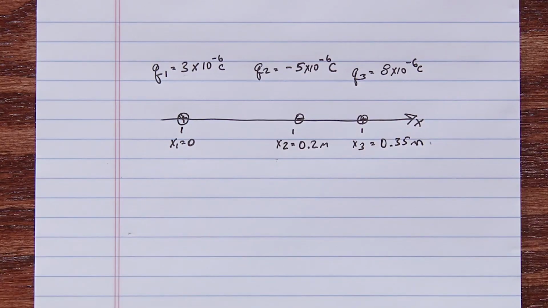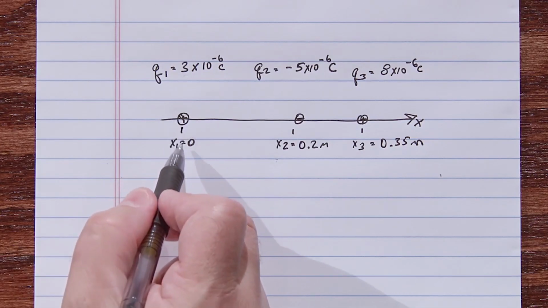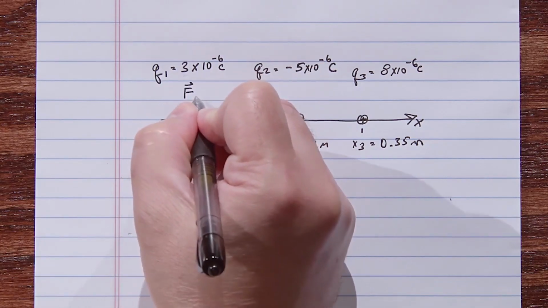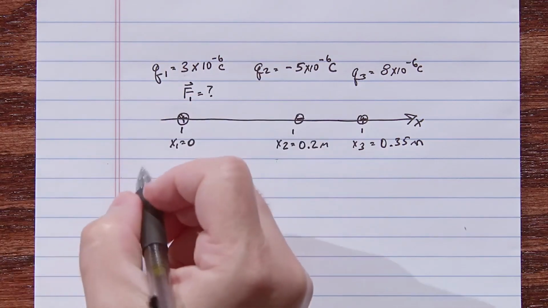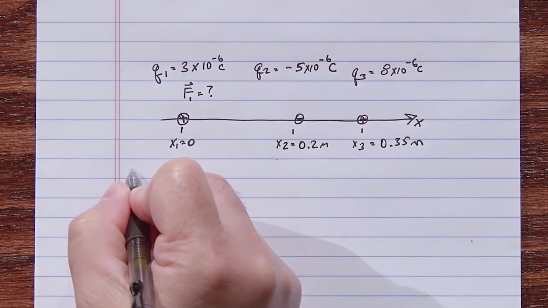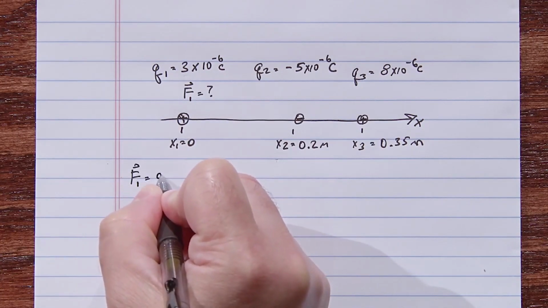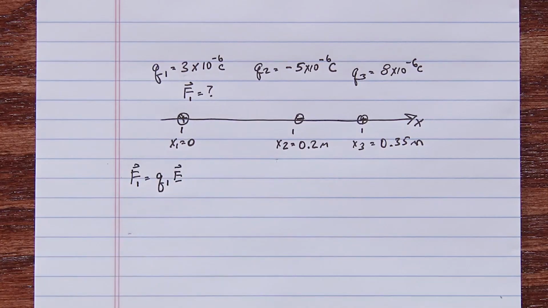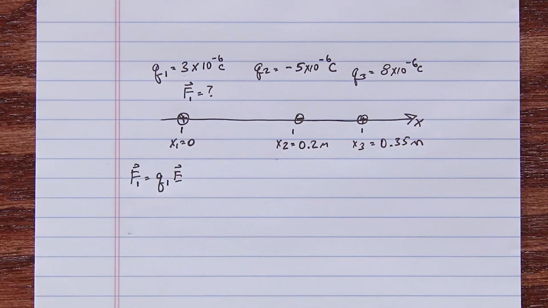Okay, now, we are asked what is the force on the charge at the origin, or what is the force on Q1. So we're asked what is the force on charge 1. Well, it is the electric force. So force 1 is equal to charge 1 times the electric field at its location. Well, we know what charge 1 is, but we're going to have to figure out what the electric field is.